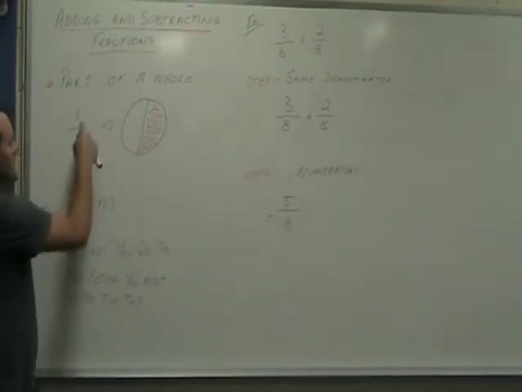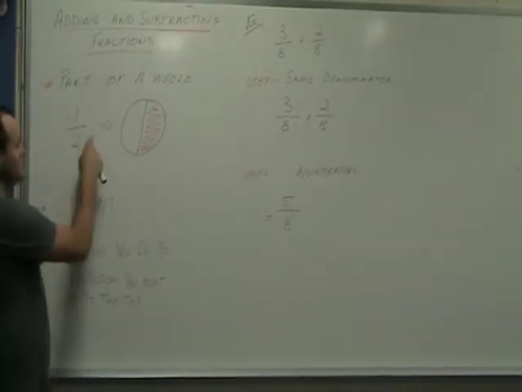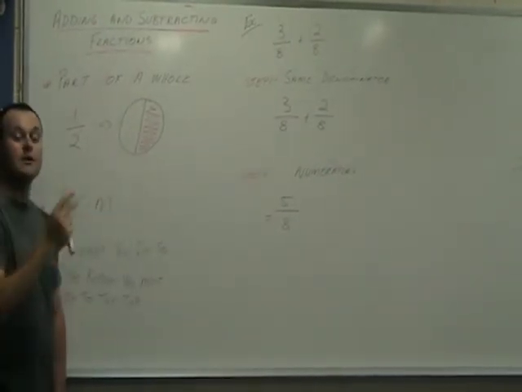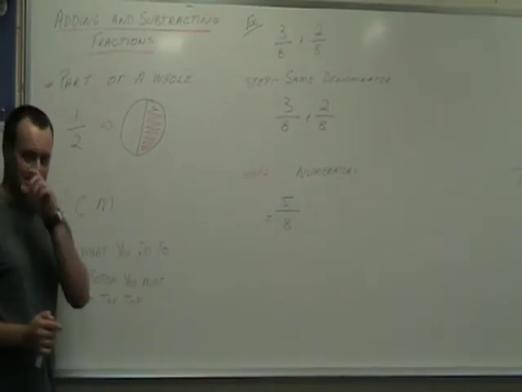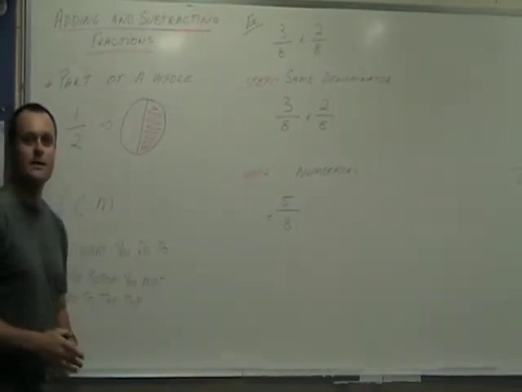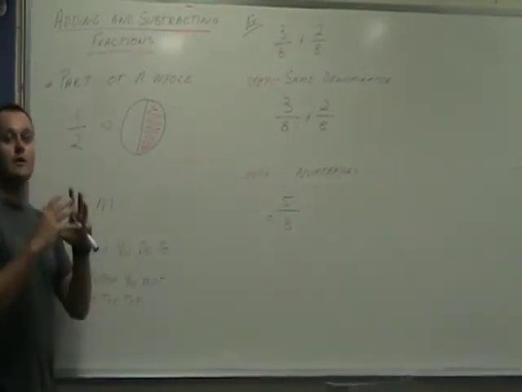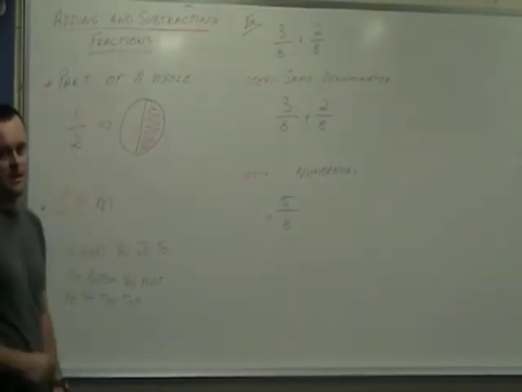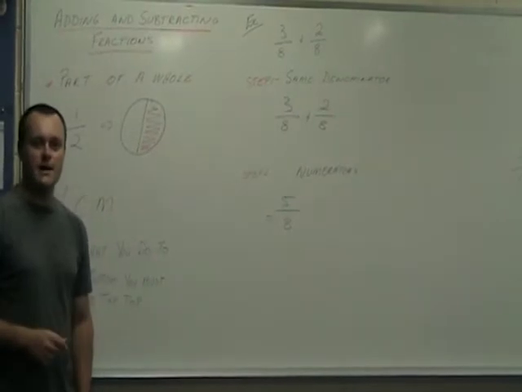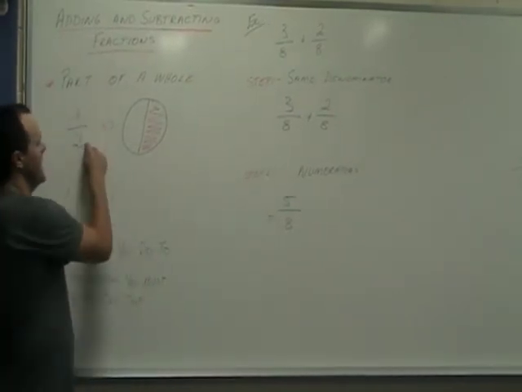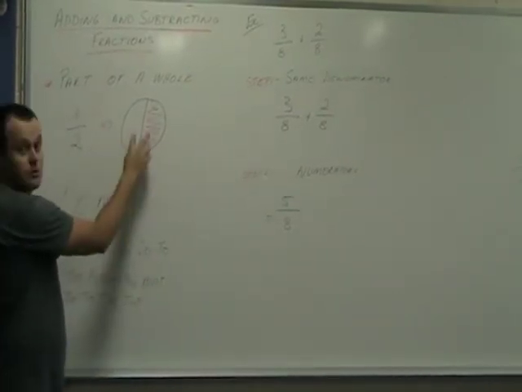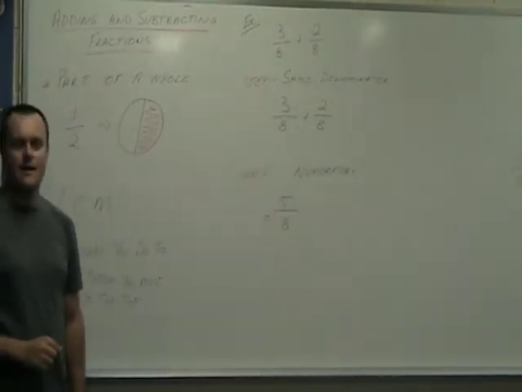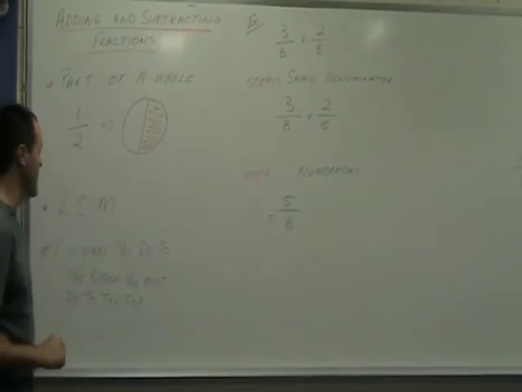So when I say 1/2, this number here is telling me that a whole is broken into 2 equal parts. If it was 1/4, being a 4, it would be broken up into 4 equal parts. What the top number is telling me is how many of those parts I want. So 1/2 is 2 equal parts, and I want 1 of them. That is 1/2. Nice and simple, just remember that.